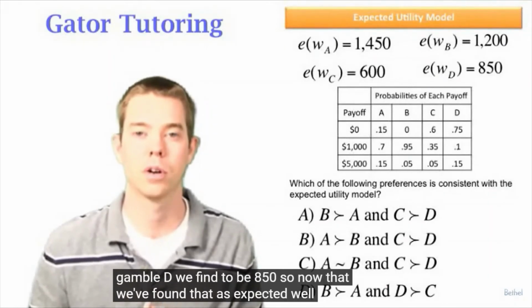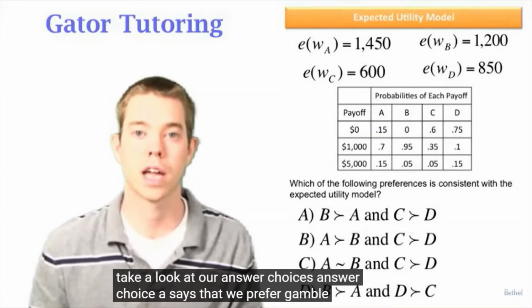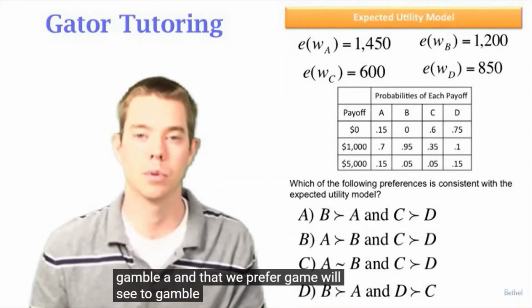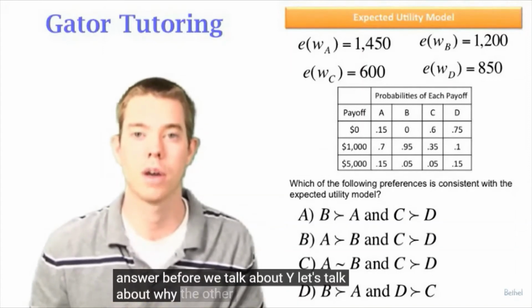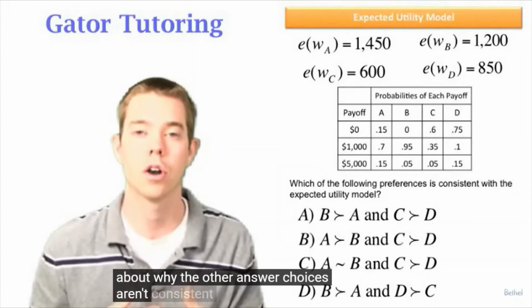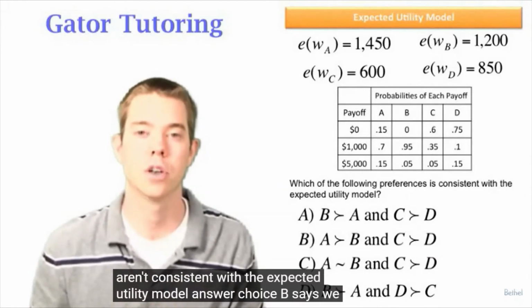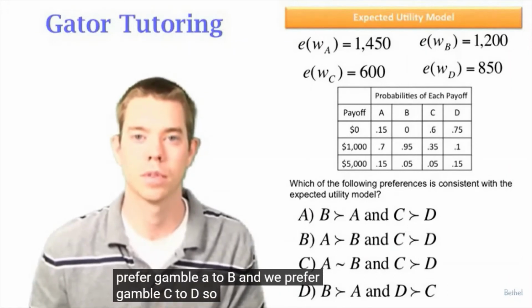So now that we've found those expected wealths, let's take a look at our answer choices. Answer choice A says that we prefer gamble B over gamble A, and that we prefer gamble C to gamble D. Well, this is the right answer. Before we talk about why, let's talk about why the other answer choices aren't consistent with the expected utility model. Answer choice B says we prefer gamble A to B, and we prefer gamble C to D.